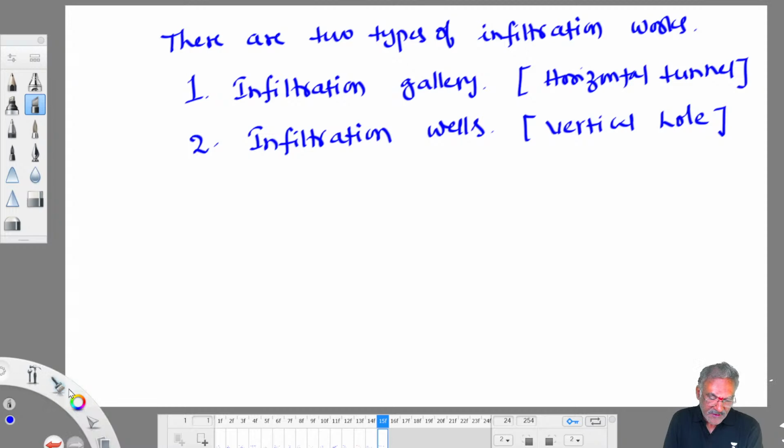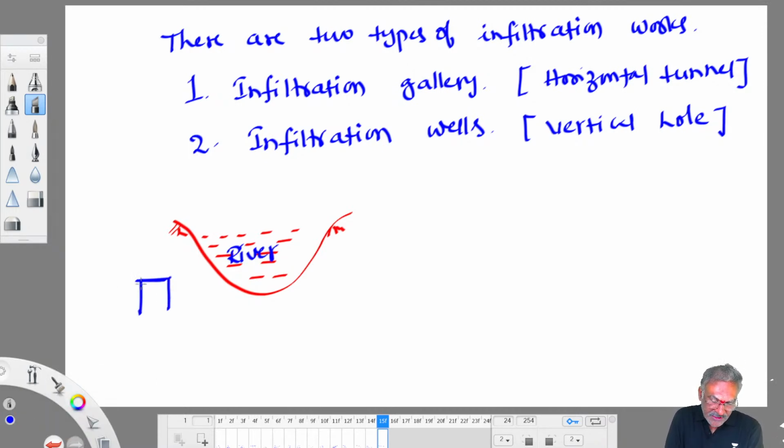So gallery we see, so this is a river. Assume there is a river carrying water. So you can construct this gallery, the infiltration gallery. It is a tunnel. Tunnel shape could be anything, rectangular, parabolic or oval shaped, whatever it may be. So this tunnel starts collecting the seepage water, and it will go and accumulate here.